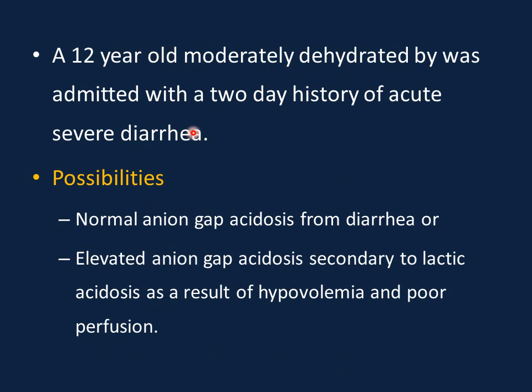So this is a patient with moderate dehydration and severe diarrhea. What are the possibilities for this blood gas? It could be normal anion gap acidosis because of the diarrhea, or elevated anion gap because of associated lactic acidosis from hypovolemia and poor tissue perfusion. So in cases of diarrhea you can have two possibilities: normal anion gap or elevated anion gap. Why elevated? Because of hypovolemia, poor perfusion, and secondary lactic acidosis.